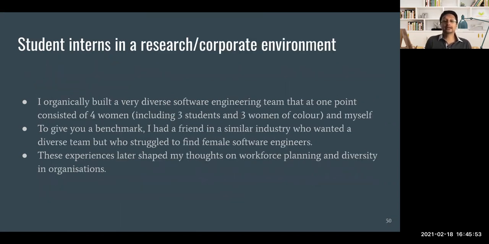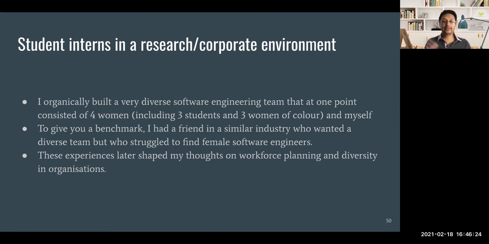When I was doing student internships in a research environment, even though I've come from a corporate background, so I said research/corporate, I organically built a very diverse software engineering team that at one point consisted of 4 women and myself, 3 students, and 3 of them were women of color. To give you a benchmark, I had a friend in a similar industry who wanted a diverse team and who was really keen on diversity and inclusion, but this person struggled to find female software engineers.